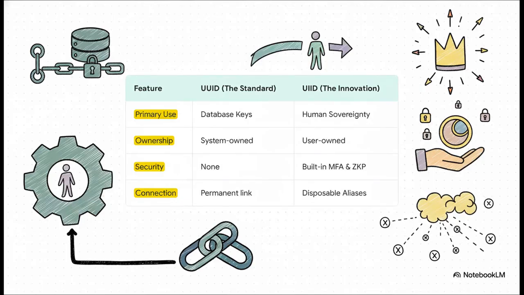So let's just lay it all out side by side. I mean, look at this. The difference is night and day. UUIDs are for databases, UIIDs are for people, for human digital sovereignty. UUIDs are owned by the system, UIIDs are owned by you. With a UUID, the connection to your data is basically permanent. With a UIID, it's disposable. You can just throw it away. Every single point here is a fundamental shift of power, away from the system and back to you, the user.